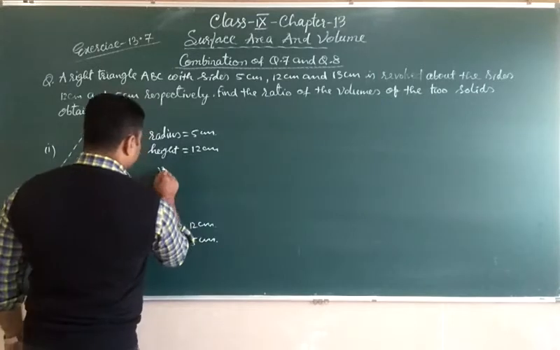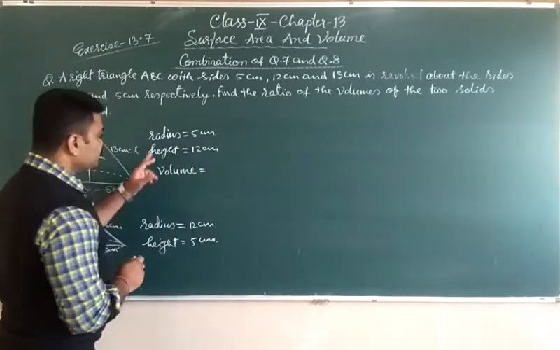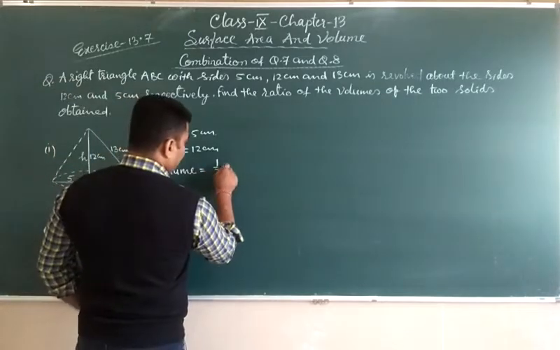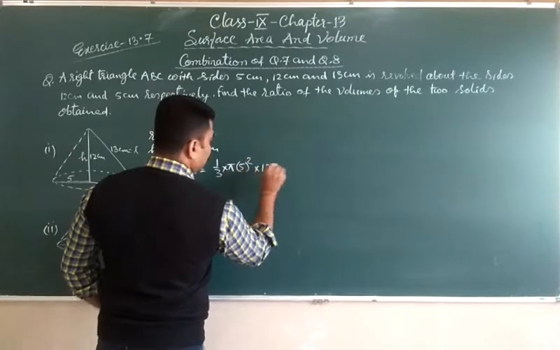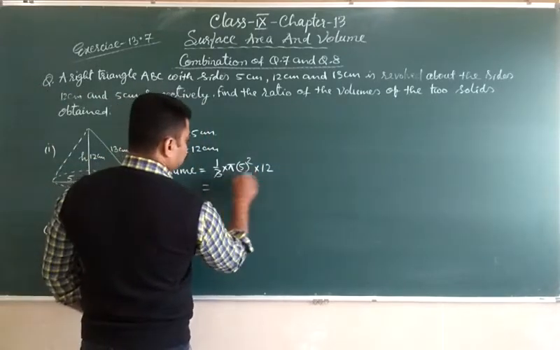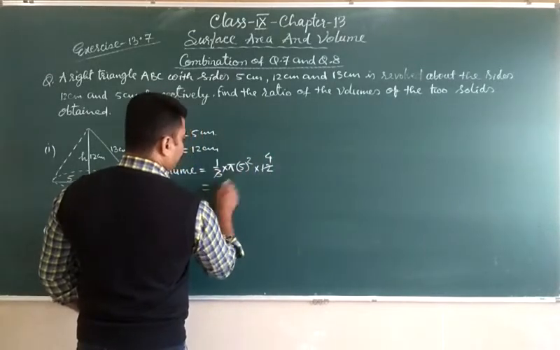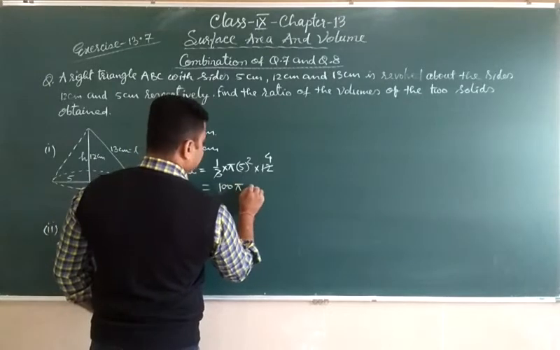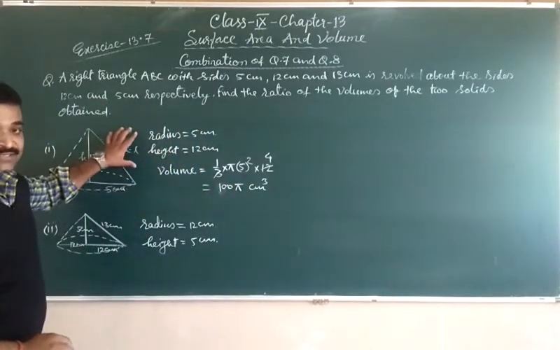So volume is equal to, in the first case volume is equal to 1 upon 3 into pi r square, that is 5 square into 12, that is 3 4s are 12, that is 100 pi centimeter cube is the volume in the first case.